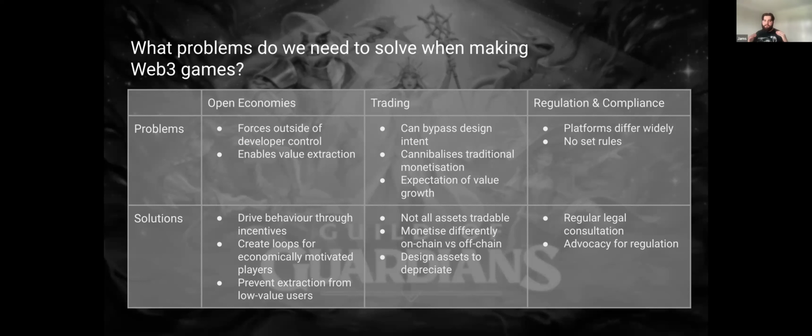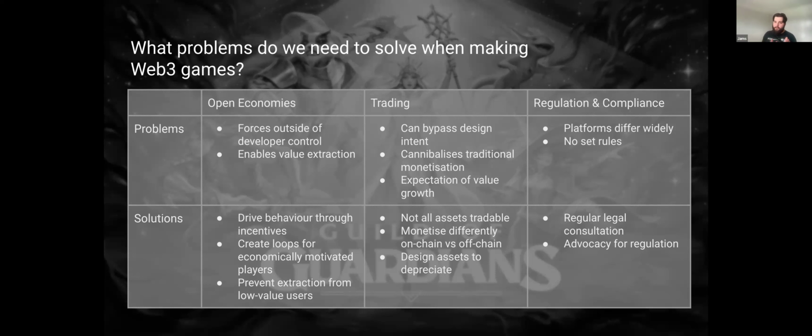We put systems in place that disincentivize or reduce the impact that those low value users can have, whilst ensuring the economically motivated users can still participate in the economy. On the trading side as well, this is something that was big news in the gaming space over the years, especially the one that comes to mind is Diablo 3.